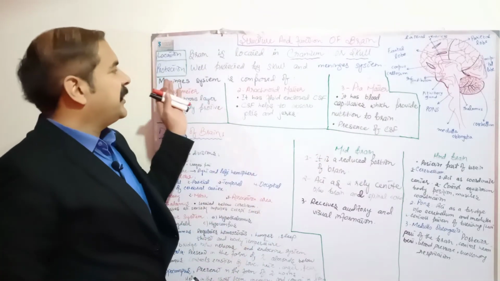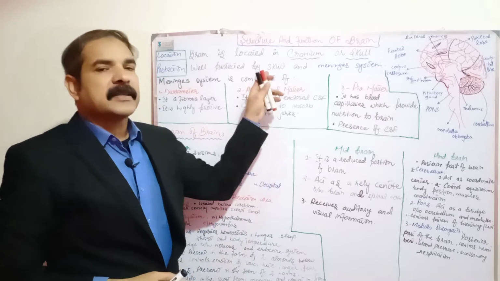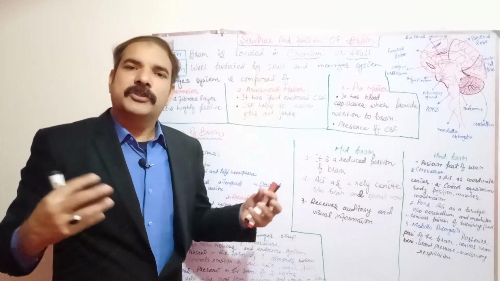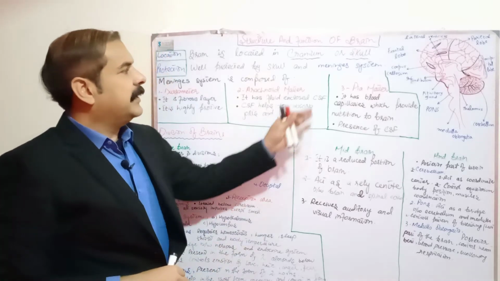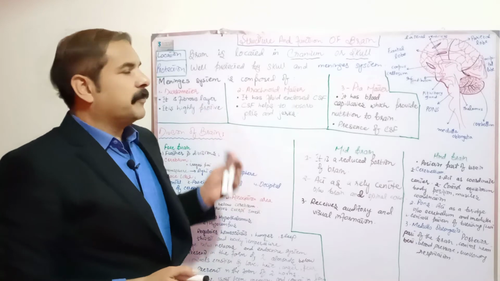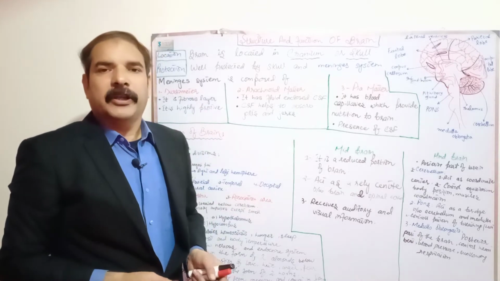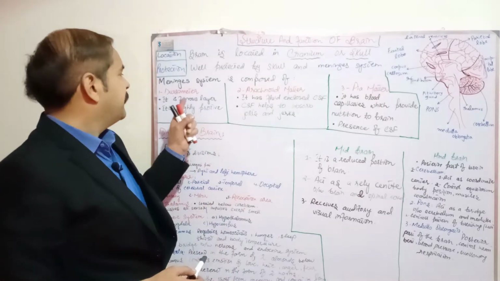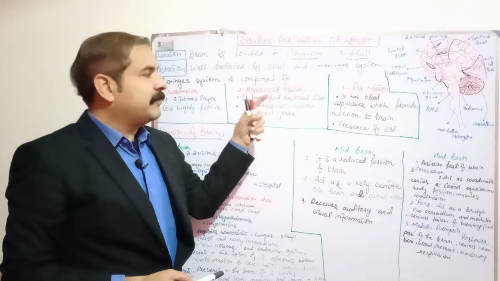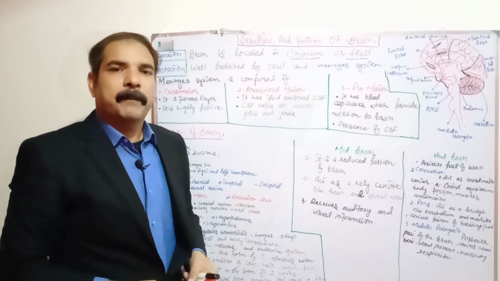The protection of the brain is done by the skull, different bone structures, and the Meninges System. The Meninges System is composed of three layers. The first one is dura mater, the second one is arachnoid mater, and the third one is pia mater.